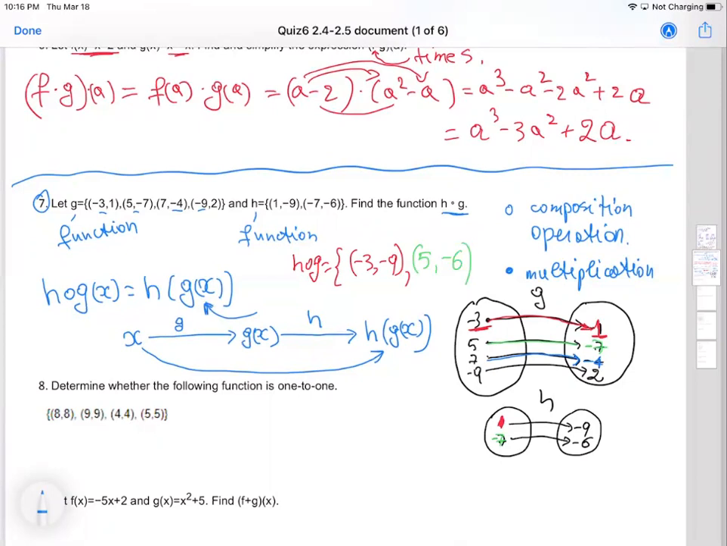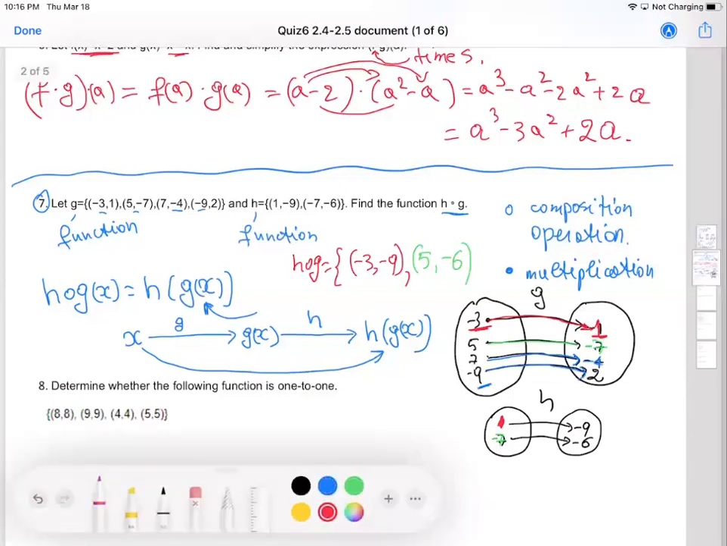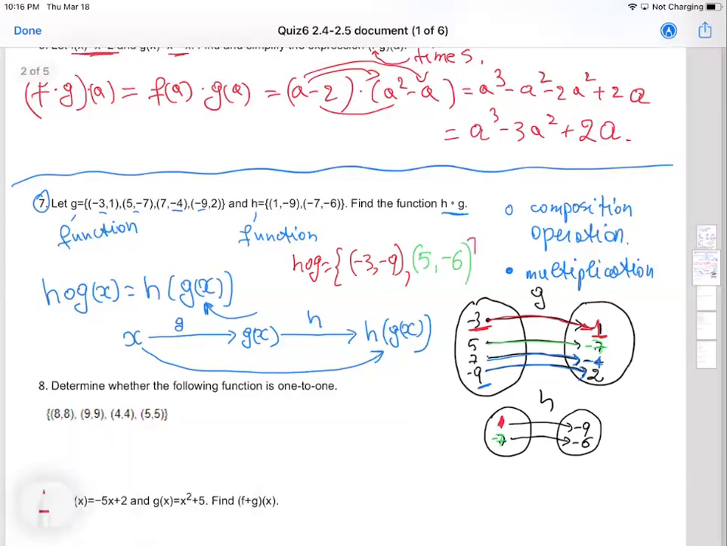Let's look at -9. -9 maps to 2 from g, but 2 is not in the input of h. So h does not pick up 2 to give it an output. Therefore, -9 is not going to be in the domain of h composed with g. So with that being said, we found that h composed with g has only 2 ordered pairs.